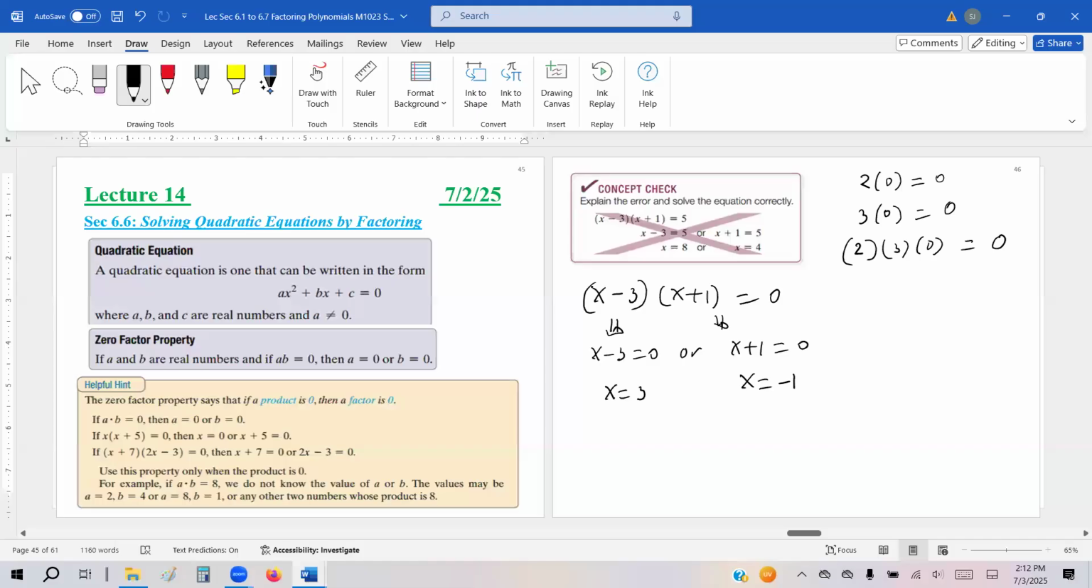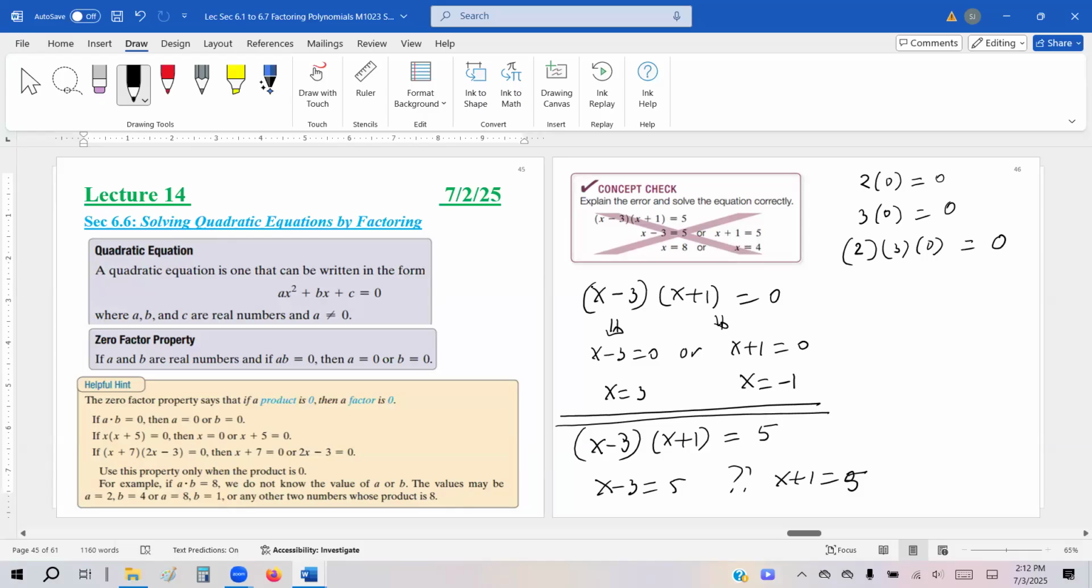In other words, anytime if you have 3 or negative 1 in a solution, you have the product to be 0. Okay? And this is true only when the product is 0. It's not true for any other cases. For example, if you have x minus 3 times x plus 1 is 5, can we say it means x minus 3 is 5 or x plus 1 is 5? Can we say that? You may think, well, maybe we can, maybe we cannot, right? You have a doubt in your mind?